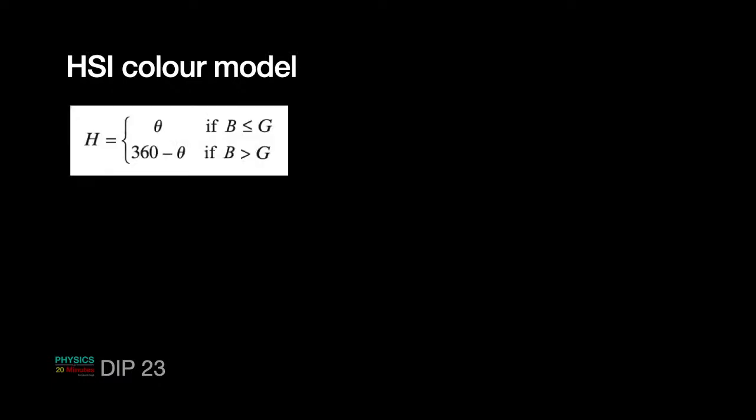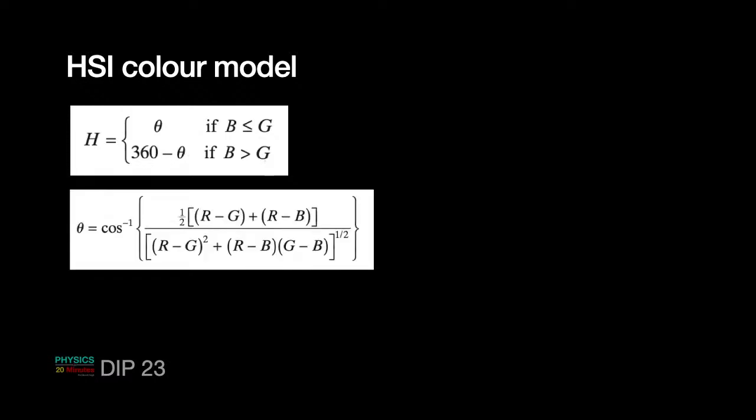So how would you convert from RGB to HSI? It's a straightforward conversion. Now we have understood that if B is less than or equal to G, then H is theta. If B is greater than G, blue is greater than green, then H is 360 minus theta. That you can cross-check with our discussion.